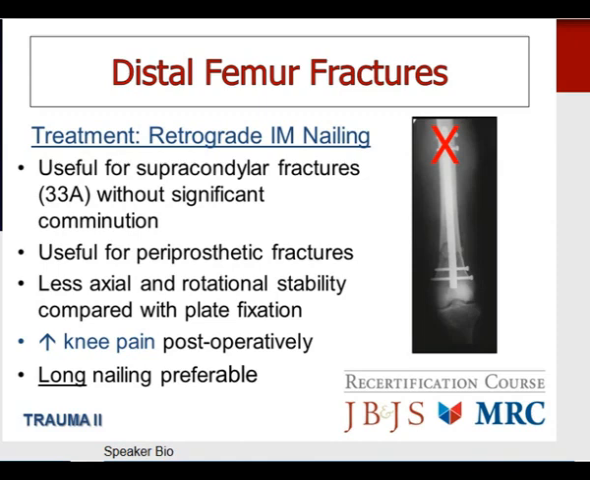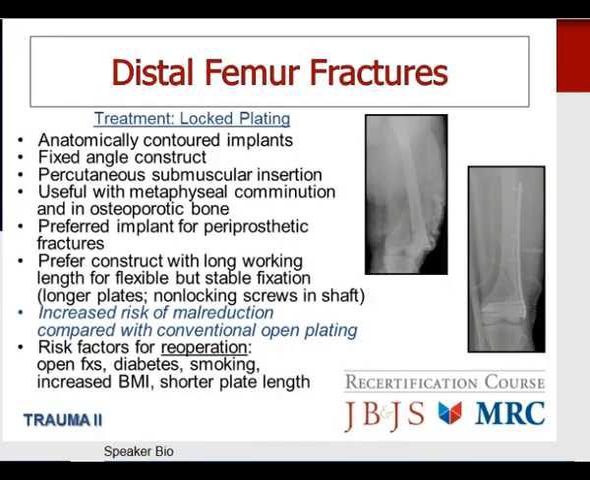If you're going to use a retrograde nail for treatment of a distal femur fracture, you should use a long nail with locking at or above the level of the lesser trochanter proximally. Now, lock plating allows the use of anatomically contoured implants to create a fixed angle construct. The plates can be inserted through smaller incisions with a percutaneous or submuscular insertion technique, often using targeting devices for fixation into the femoral shaft more proximally.